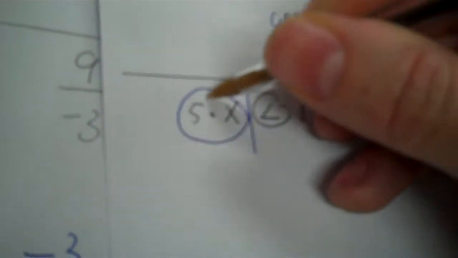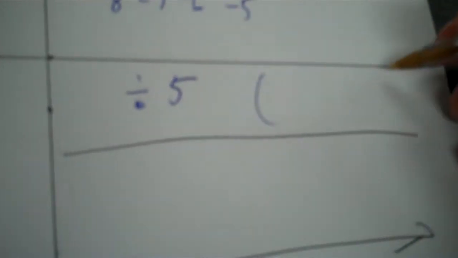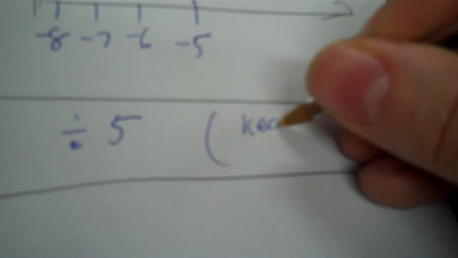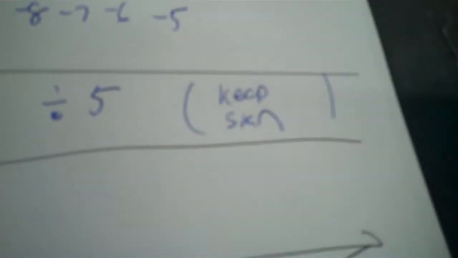Now the next problem, I have the same thing. All these are going to be times. Now I'm going to divide by 5. Now is 5 negative? No, it's not. It doesn't have a negative sign, so we don't switch the sign. We keep the sign. So we put that very same sign. We do not flip it around.